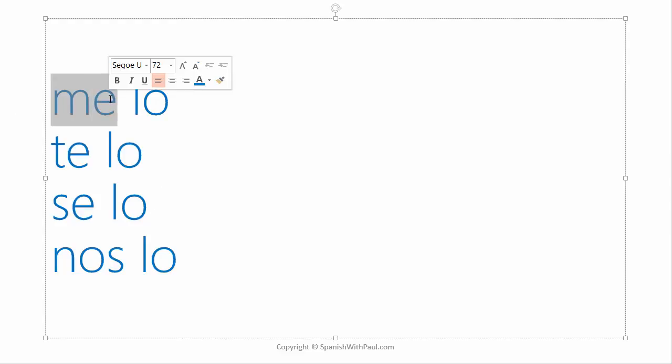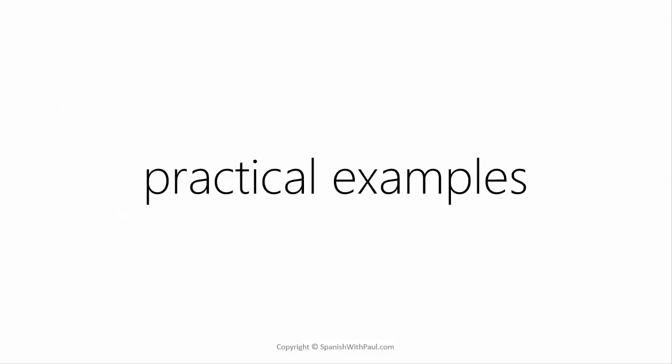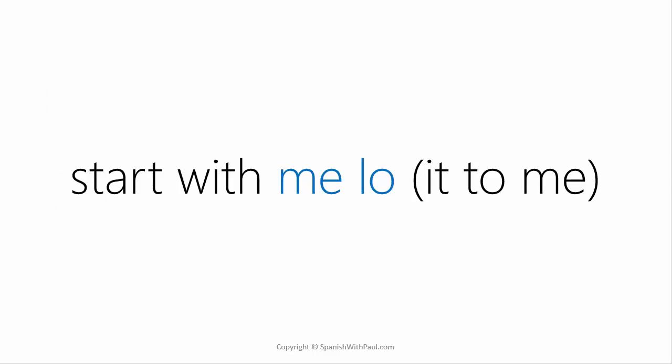Now, the way to get comfortable with joining these pronouns together, by the way, these are pronouns. Some of them are direct pronouns, some of them are indirect pronouns, but we really don't have to worry about that grammatical terminology, okay? But these little ones here are pronouns, and so what we're doing is joining these pronouns together. Now, the only way to really get used to it is by using practical examples, and we're going to start with this melo, it to me.